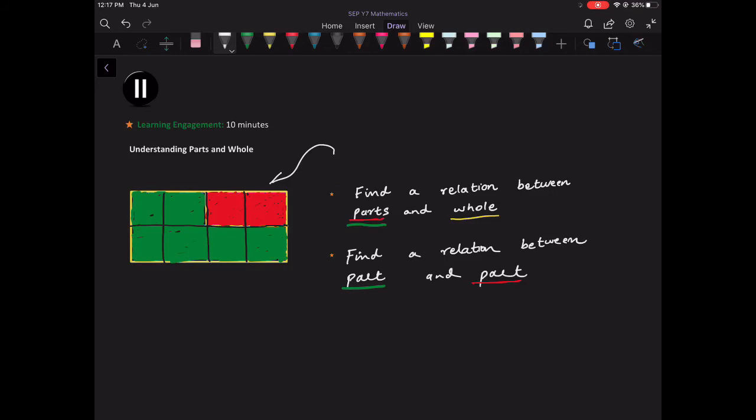To practice the concept that we just learned, find a relation between the red part and the whole and the green part and the whole. Also find a relation between the red and the green part.